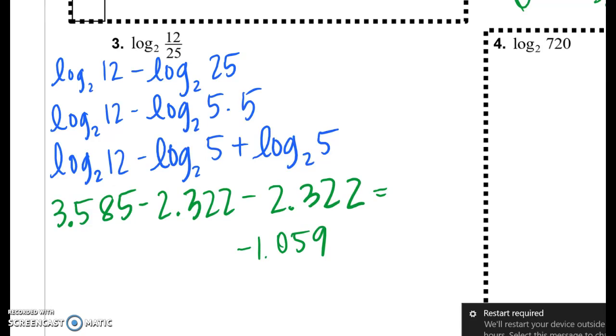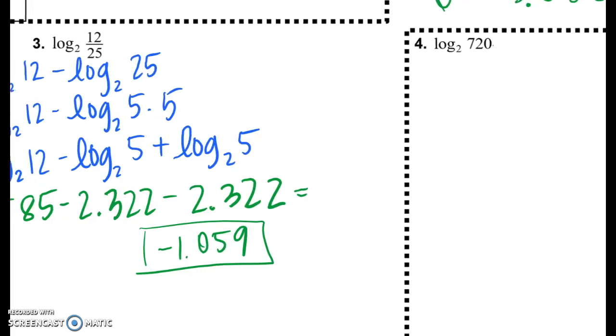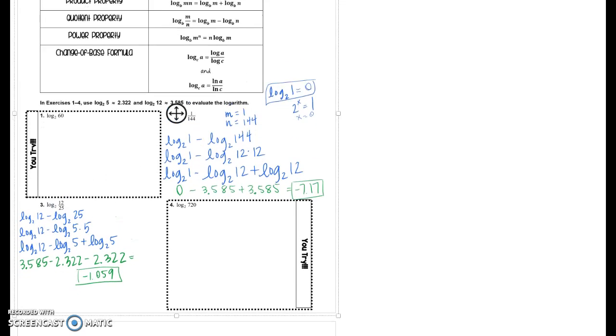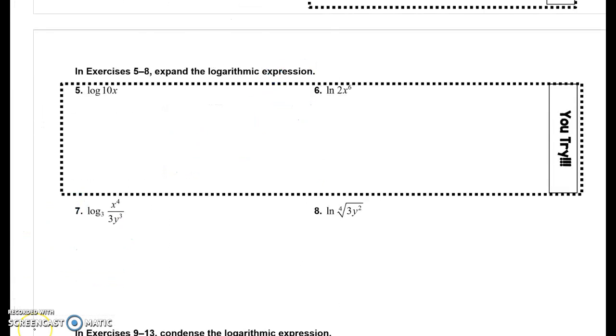you should get negative 1.059. Make sure you try number 4 and number 1 on your own. For those, you're going to have to use the product property, and that's about it. For exercises 5 through 8, they want us to expand the logarithmic expressions.